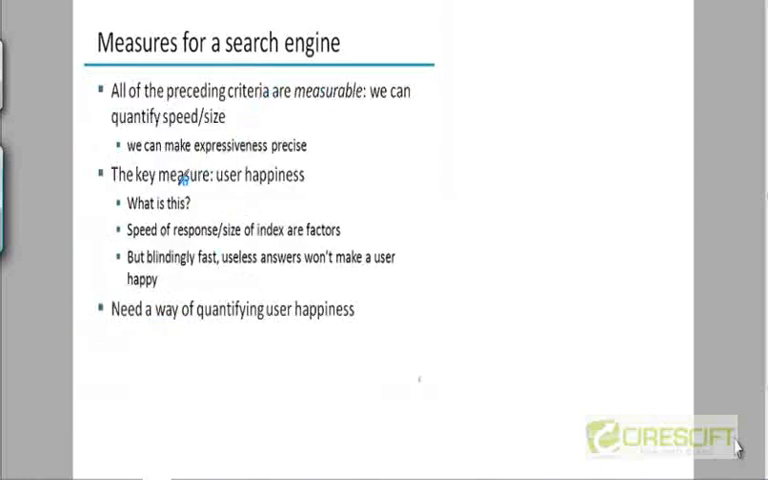But the most important measure for evaluating the performance of a search engine is user happiness. Ultimately, we want the user to find the information that he or she is searching for. So how do we measure user happiness? Well, to some extent at least, how fast the index is built, how much it's being updated every day, what's the latency in terms of the response.